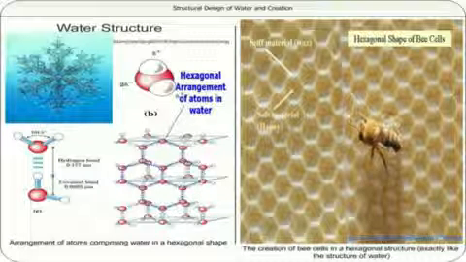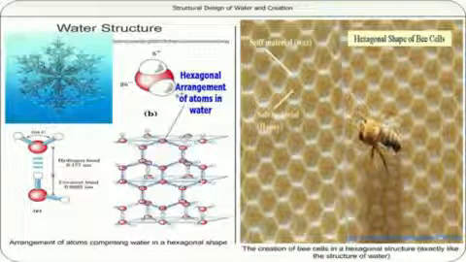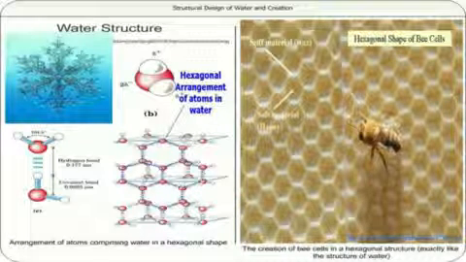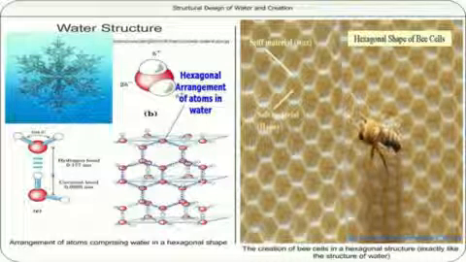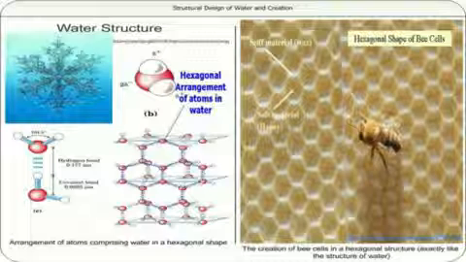And this hexagonal design is found everywhere. You as a human, your muscles have a hexagonal design. Their basic units are arranged in hexagonal arrangement. Your bones, your skin, everything.